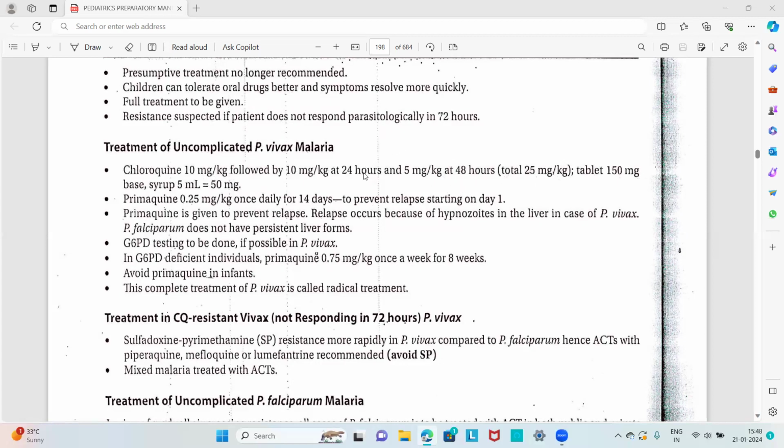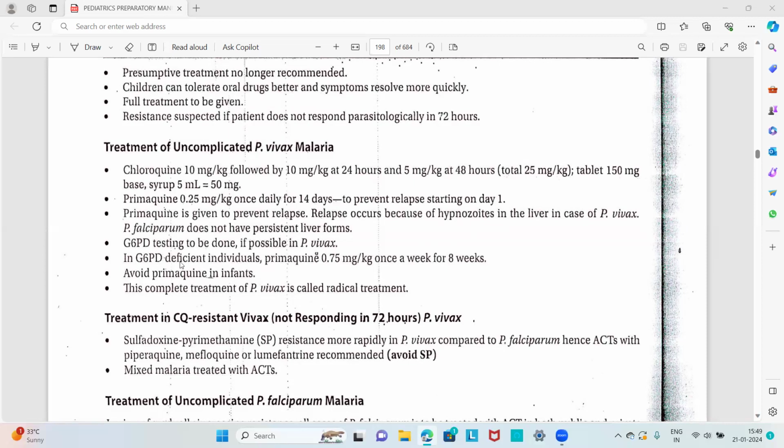And along with that, primaquine, 0.25 milligram per kilogram once daily for 14 days to prevent relapses, starting on day one, should be administered along with the chloroquine. Primaquine is given to prevent the relapse which occurs because of the hypnozoites in the liver in case of Plasmodium vivax, and Plasmodium falciparum does not have the persistent liver forms. That is, hypnozoites are the characteristic finding in Plasmodium vivax. So we have to give primaquine in Plasmodium vivax infection, but in Plasmodium falciparum, which does not have the persistent liver forms, we do not have to give primaquine.